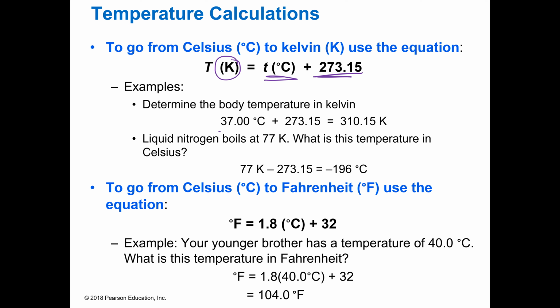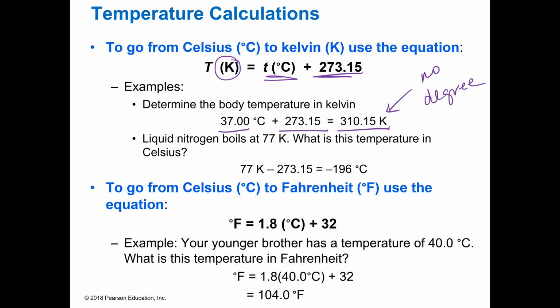So in this example, 37.00 degrees C plus 273.15, and you're going to see the 0.15 in places. It's going to give you 310.15. Notice Kelvin does not have degree symbols because it is an absolute scale. Okay, and we're going to see a little bit more about that later.